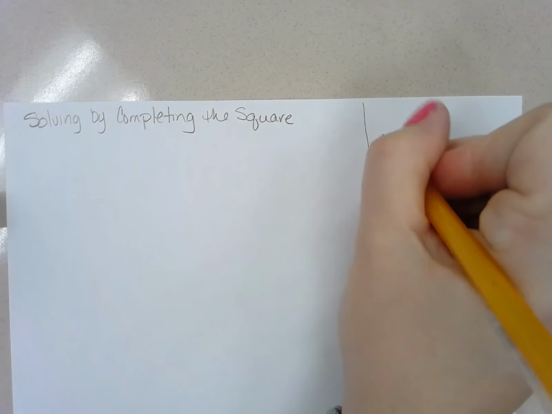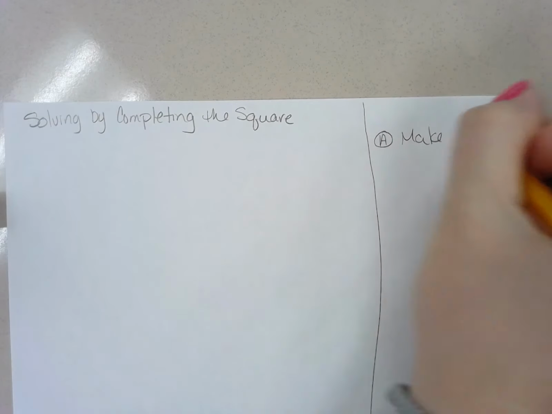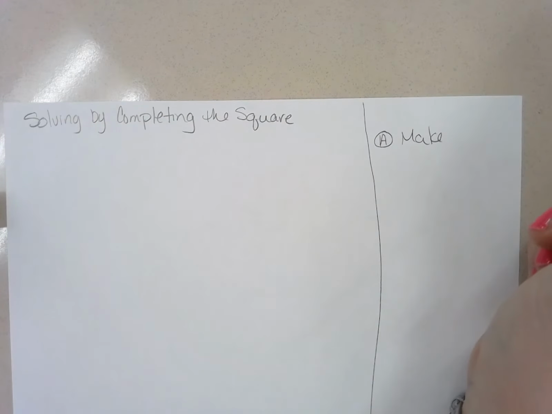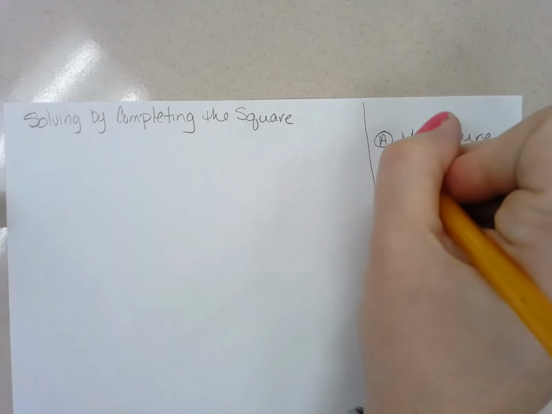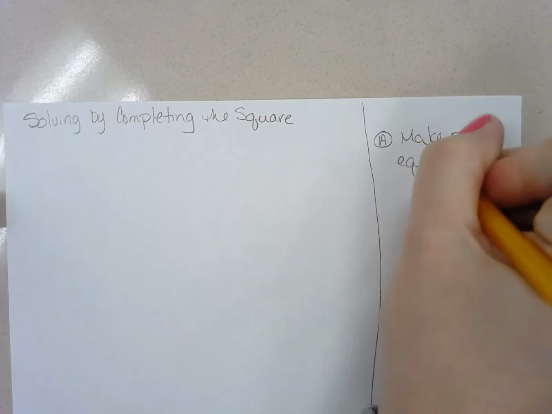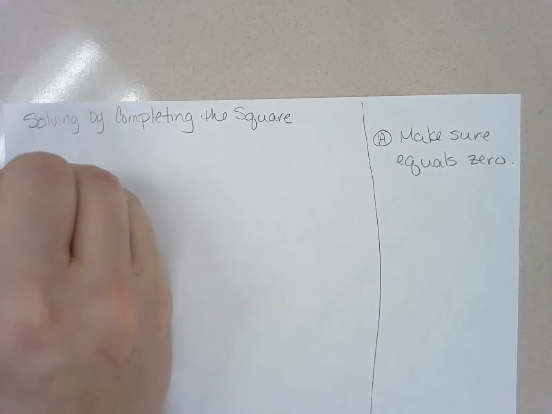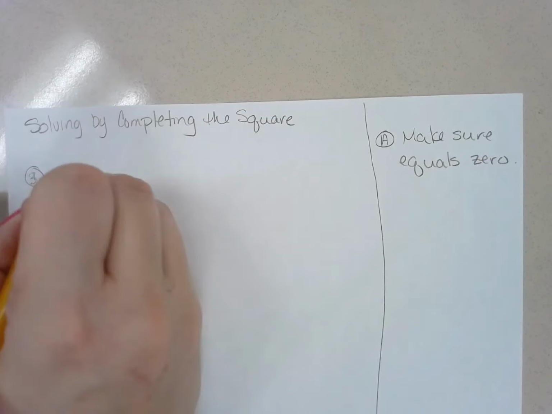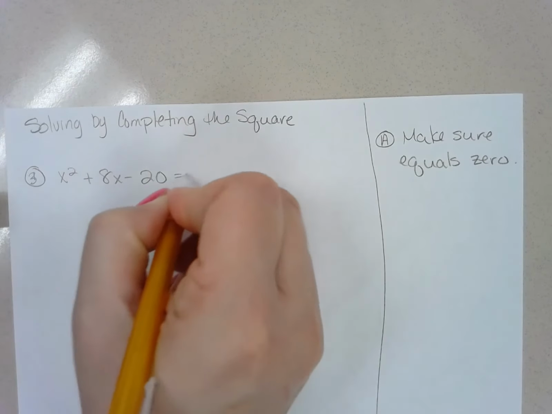So the first thing we have to do is make sure it equals 0. If it doesn't equal 0, then you've got to do a little adding and subtracting to get it to equal 0. So make sure it equals 0. I'm going to be nice and start with x squared plus 8x minus 20 equals 0.